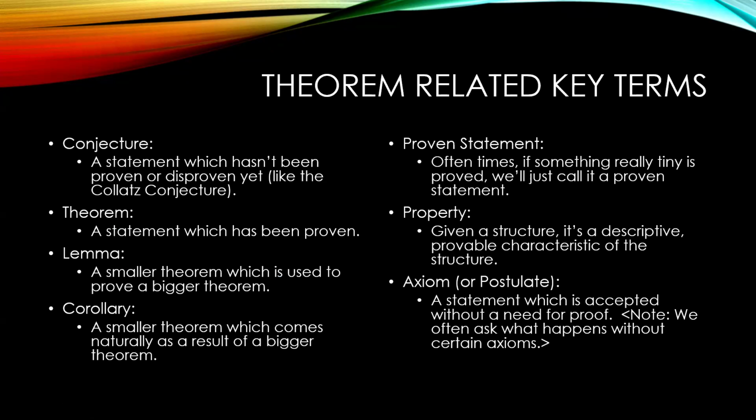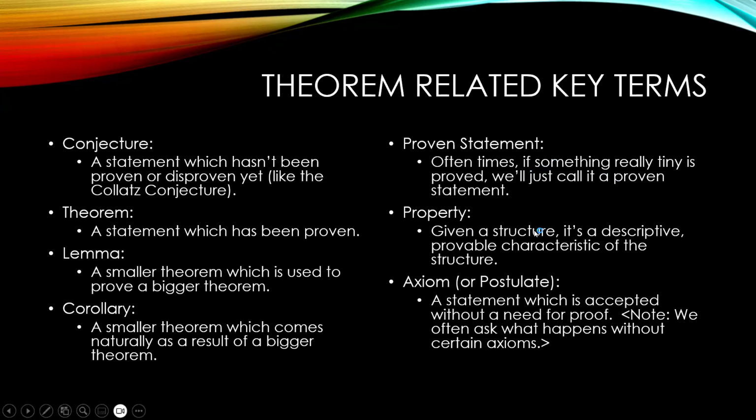Oftentimes, we call theorems the big ones. And then if we're building up to a big theorem, we will call all of those intermediate steps lemmas. A corollary is a smaller theorem which usually comes as a natural result of the bigger theorem. If we have proven something really big and then there's some tiny piece of it, sometimes that tiny piece we'll call a corollary. If something really tiny is proved, we'll just call it a proven statement. We won't even give it some fancy name.